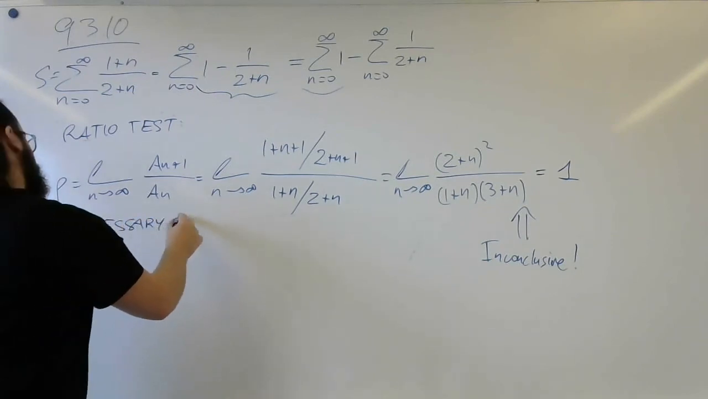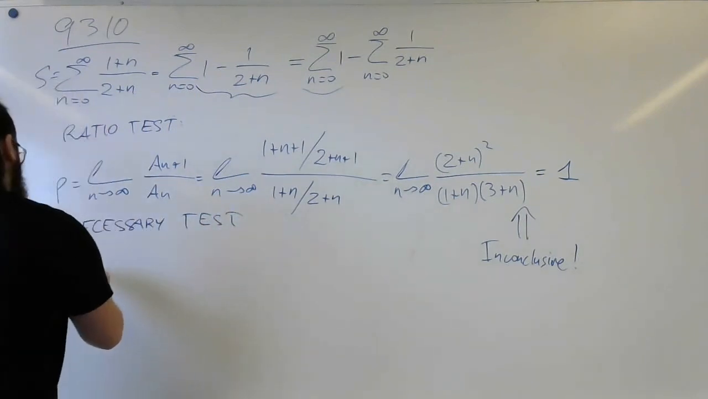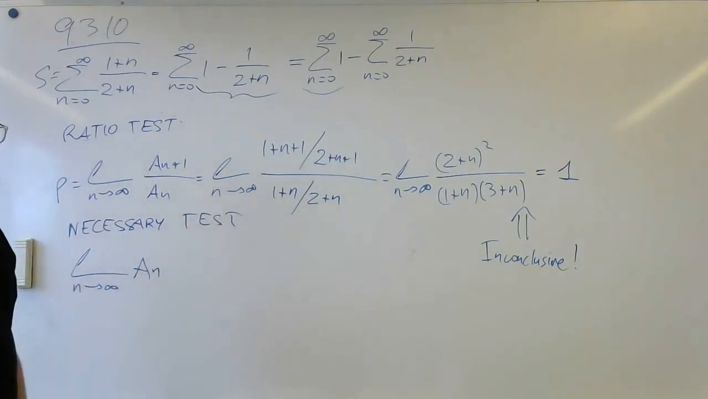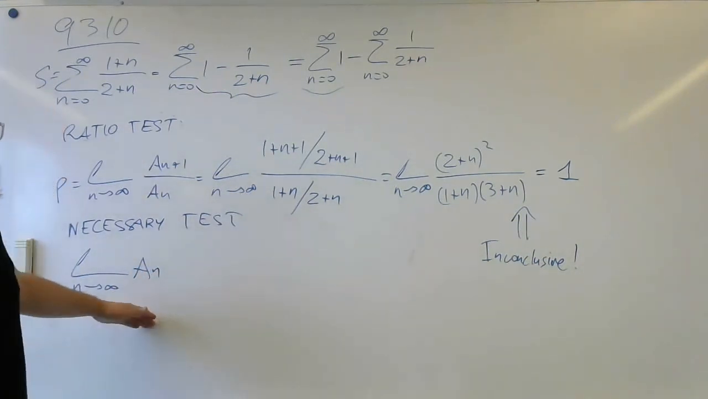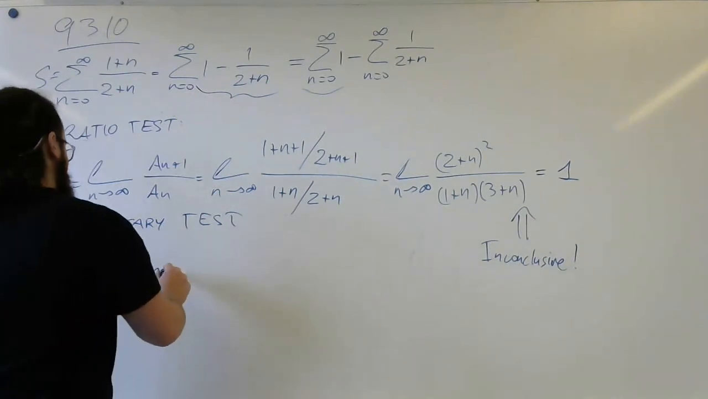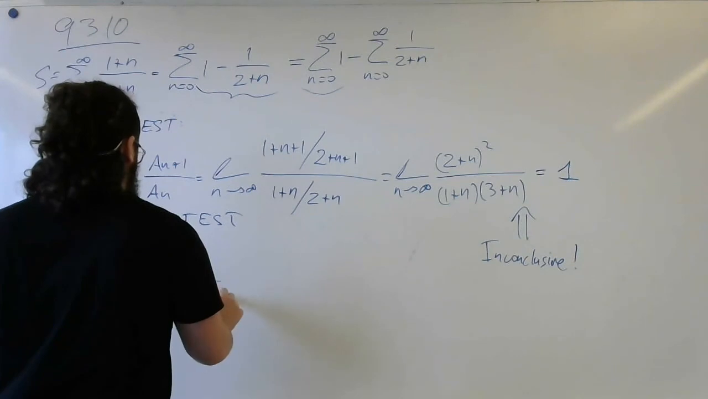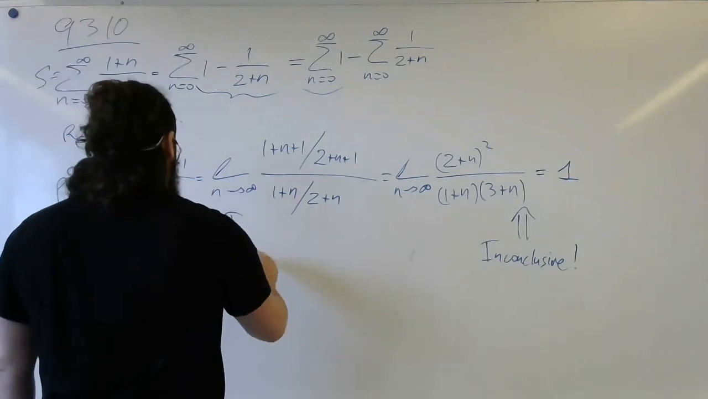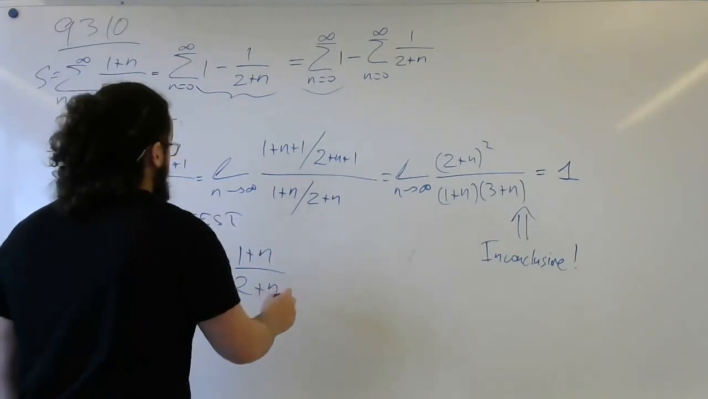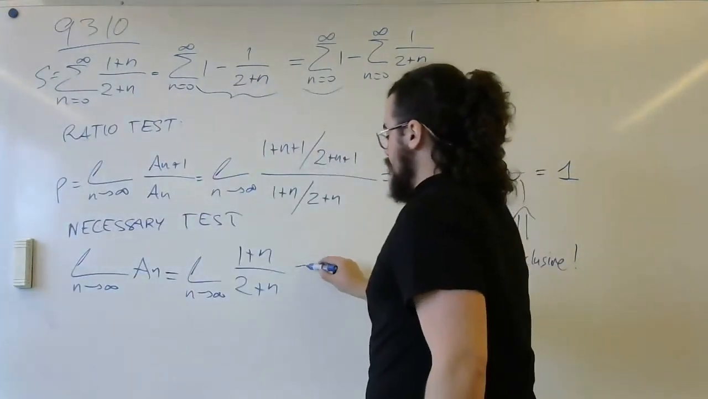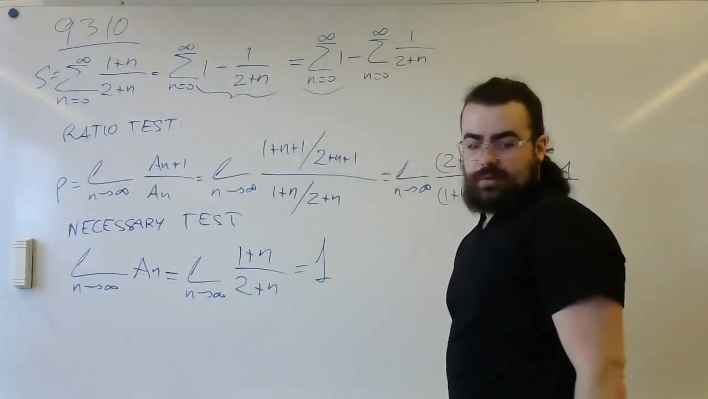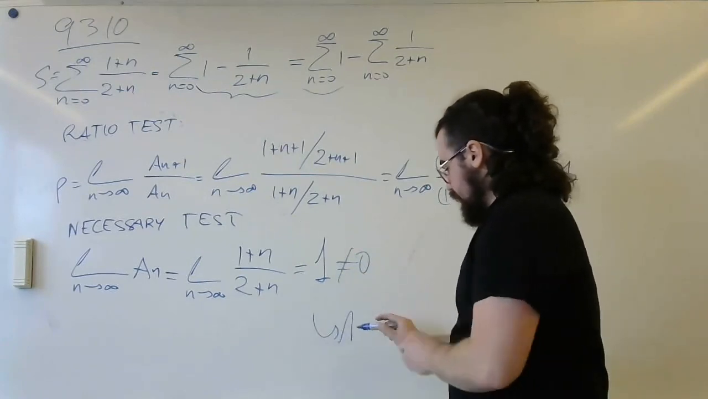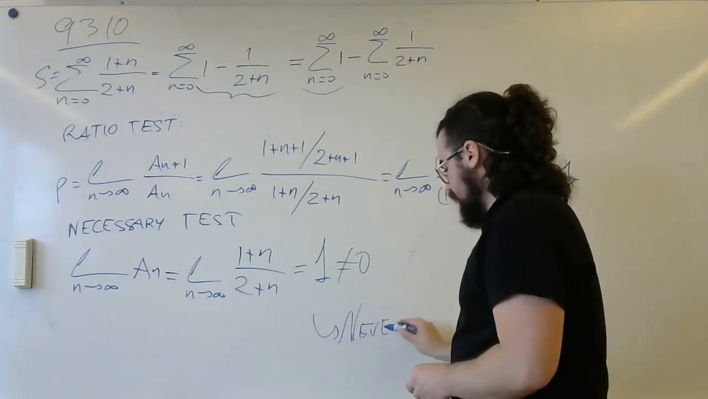that we haven't done. And that is the limit when n tends to infinity of a sub n. If this thing is not zero, the series will never converge. So this is the first test that you have to run. I just don't remember the name now. But the limit of a sub n is 1. So this thing will never converge.